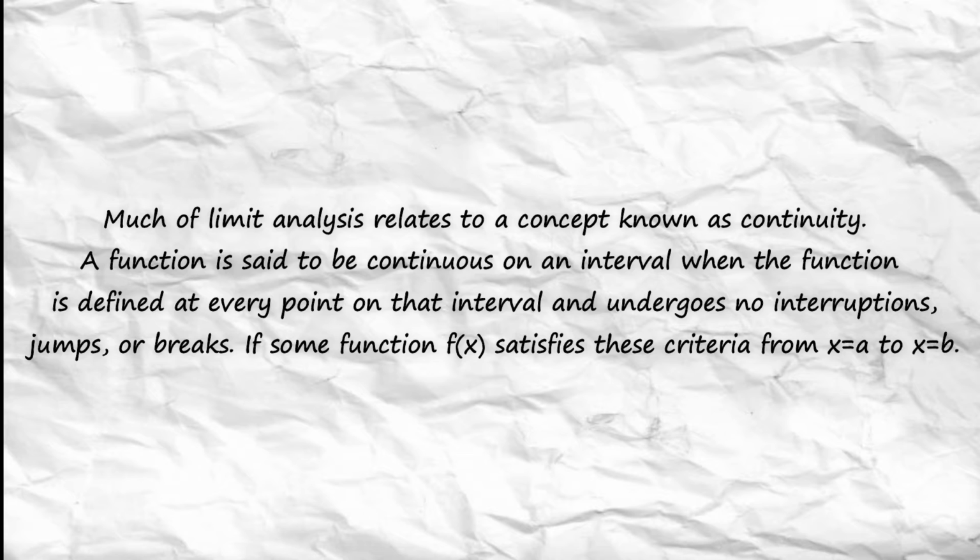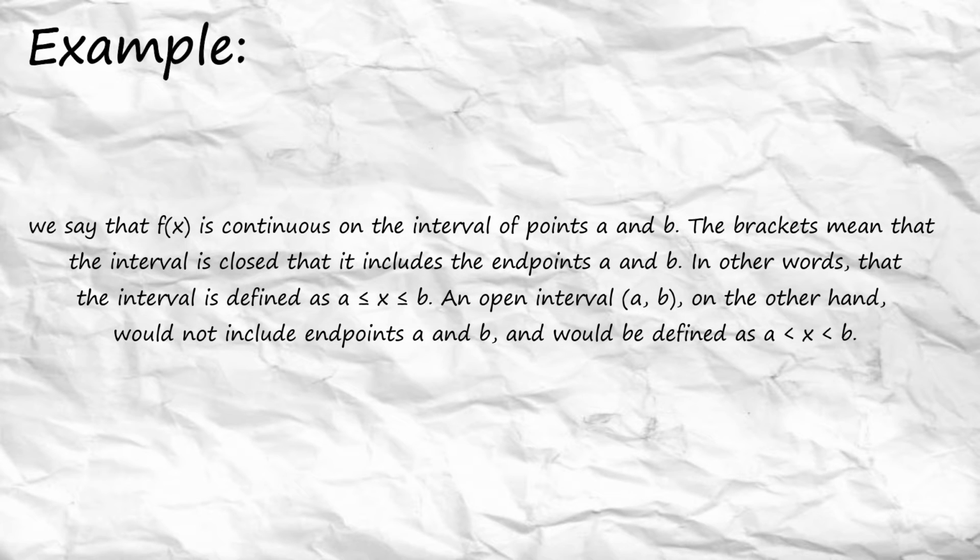If some function f(x) satisfies this criteria from x = a to x = b, for example, we say that f(x) is continuous on the interval [a, b]. The brackets mean that the interval is closed, that it includes the endpoints a and b. In other words, the interval is defined as x greater than or equal to a but less than or equal to b. An open interval (a, b), on the other hand, would not include endpoints a and b and would be defined as x less than b but greater than a.